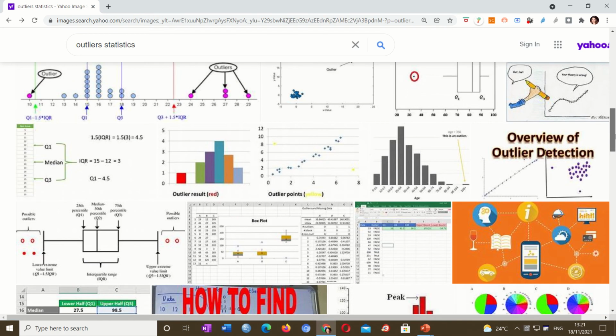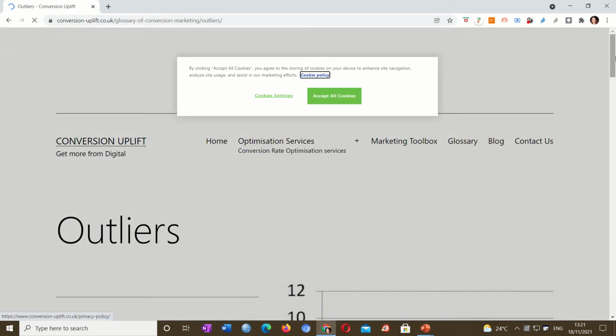Okay, let me show you different graphics here. This is an outlier.